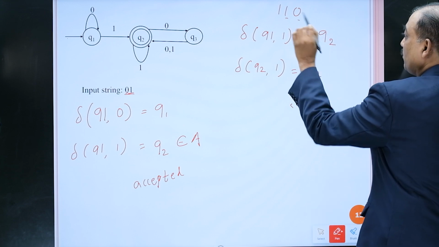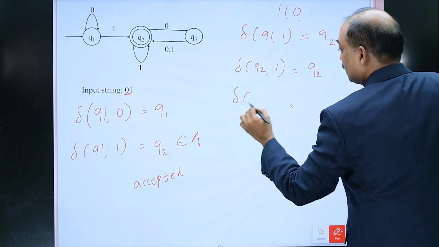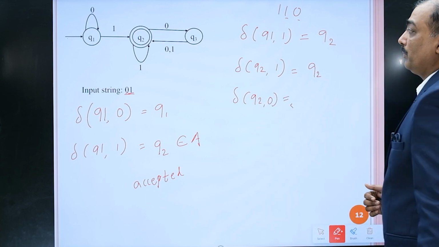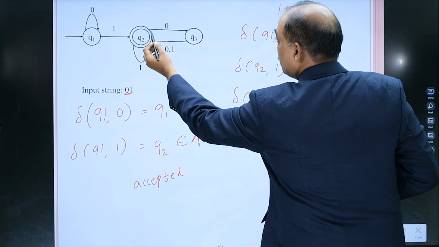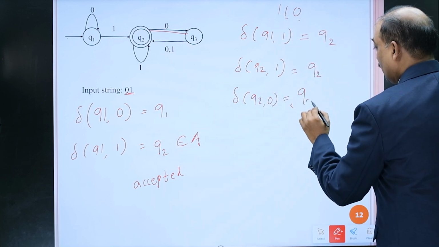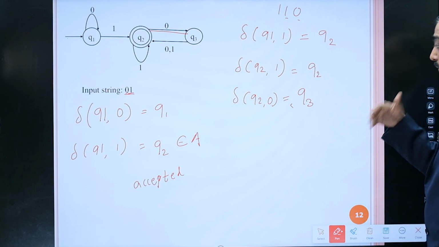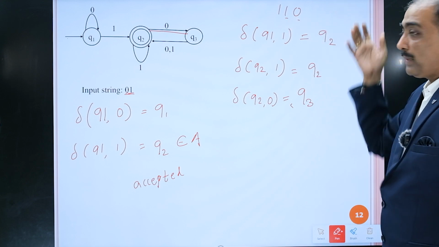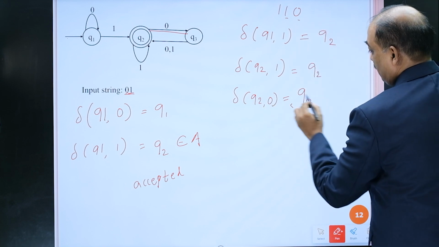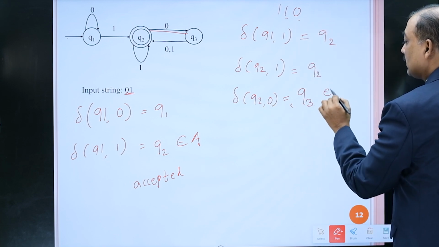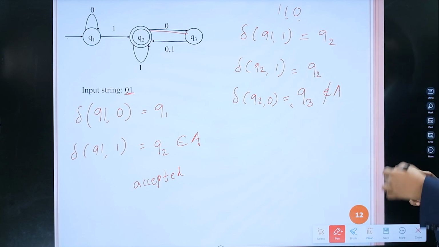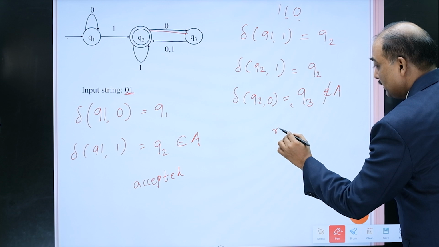We'll process the next symbol, 0. So it is Q2 0. For Q2 0, you follow this particular transition. Q2 0 will take me to state Q3. I have completely processed my string. Now once I'm done with the string, I'll check the state. I'm in state Q3. As Q3 is not an accepting state, I conclude that the string is not accepted, or the string is rejected.